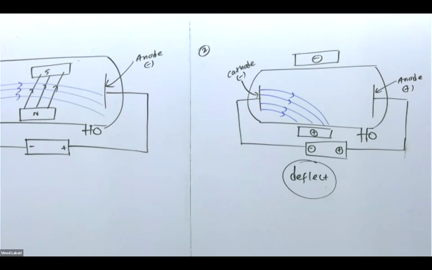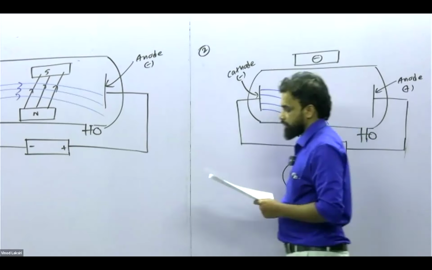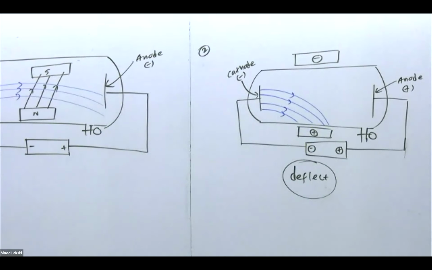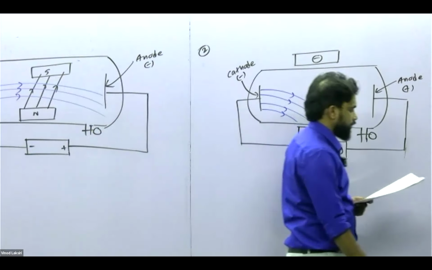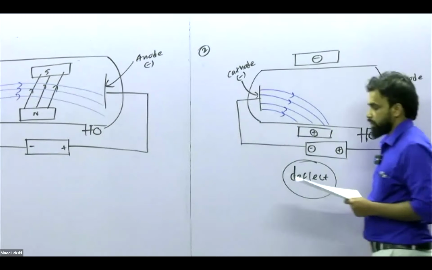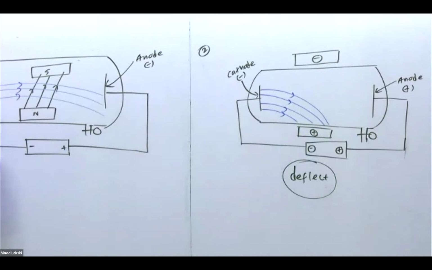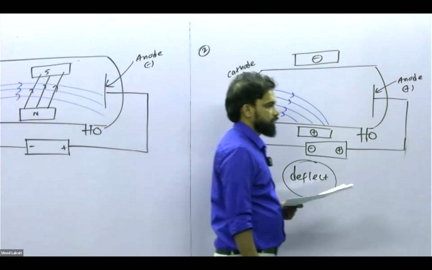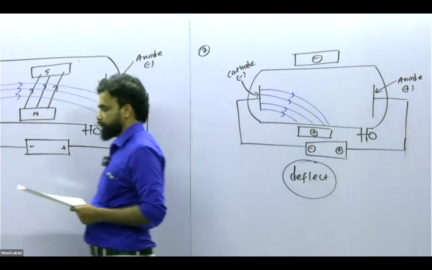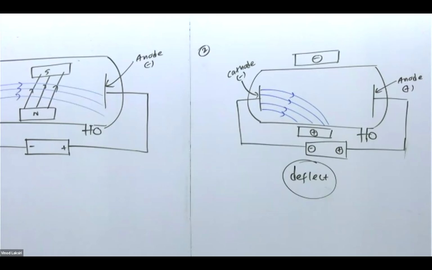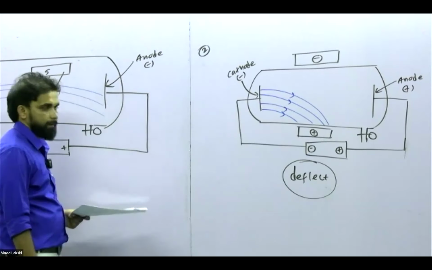Due to the deflection towards the positively charged plate, scientists concluded that cathode rays are composed of negatively charged particles. Cathode rays are composed of negatively charged particles. Right.